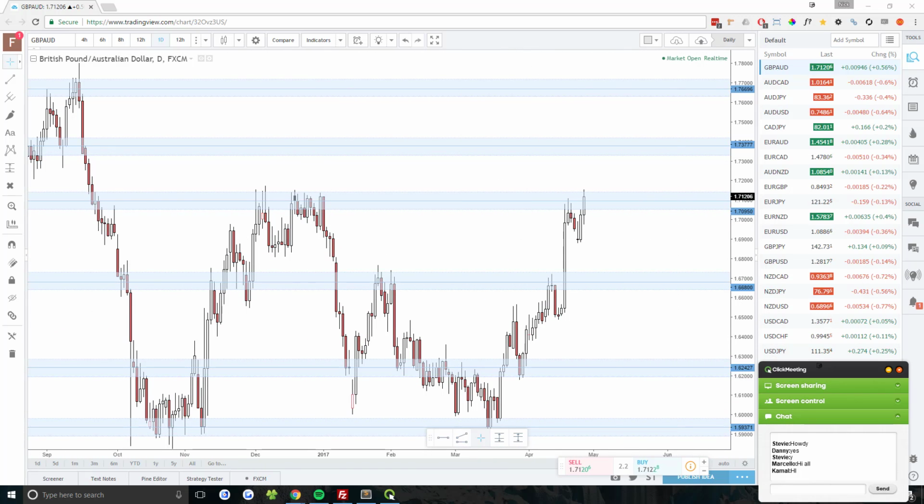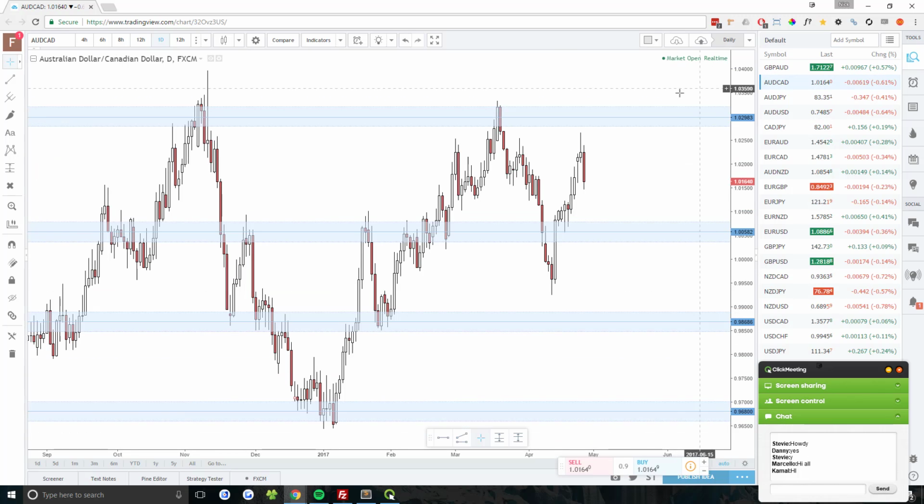Let's see what happens. We could be seeing a move up to here, potential reversal here, move up to there, potential reversal there, something like that. Keep a close eye on it. But right now, it's obviously not moved up yet, so we can't really do much.